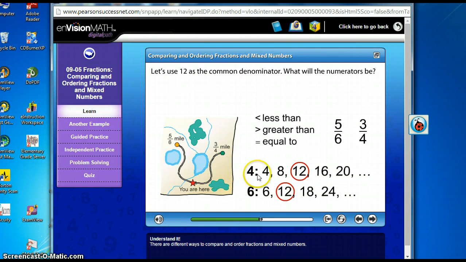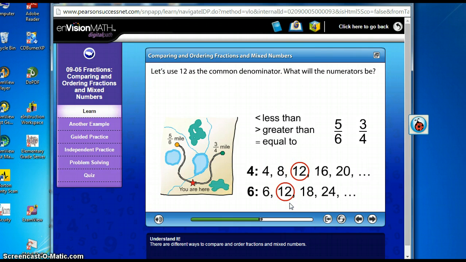So if you look at this, they wrote out all the multiples of 4. So 4 times 1 is 4, 4 times 2 is 8, 4 times 3 is 12, and so on. And they listed multiples for 6. 6 times 1 is 6, 6 times 2 is 12, 6 times 3 is 18. They found the least common multiple. They found the smallest number that 4 goes into and 6 goes into, and that's 12. And so 12 can be your common denominator.